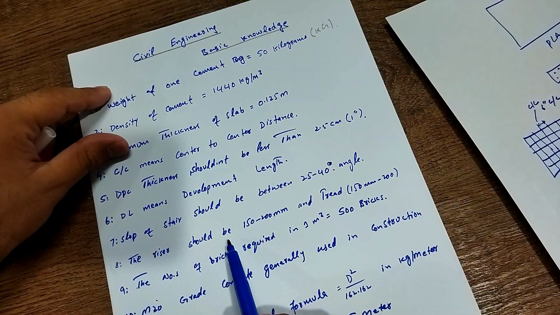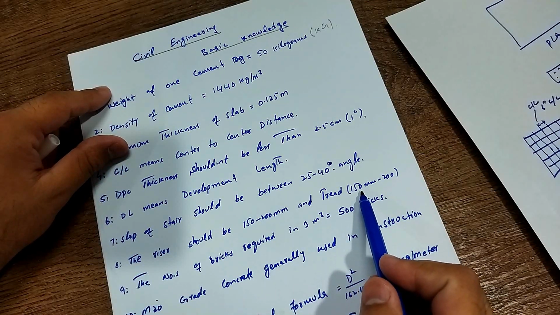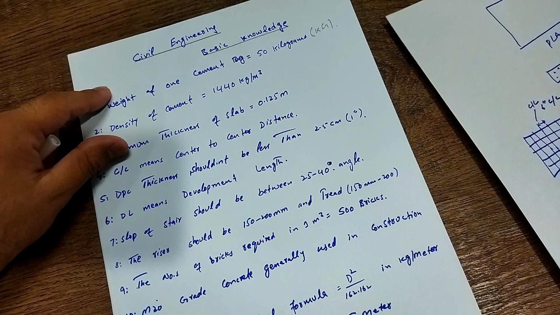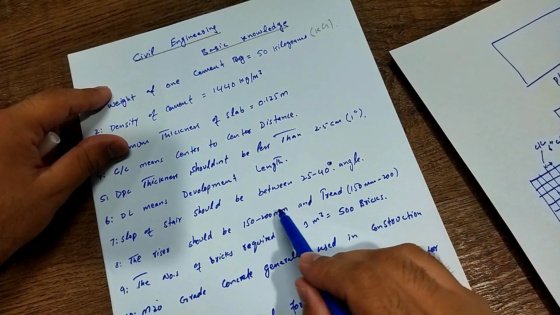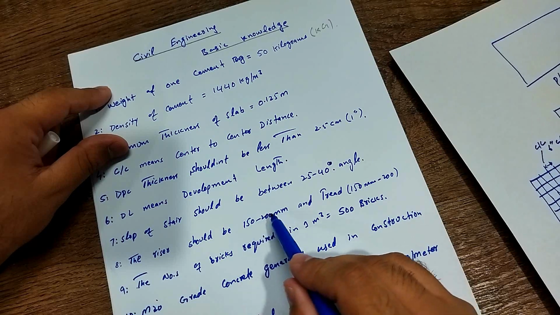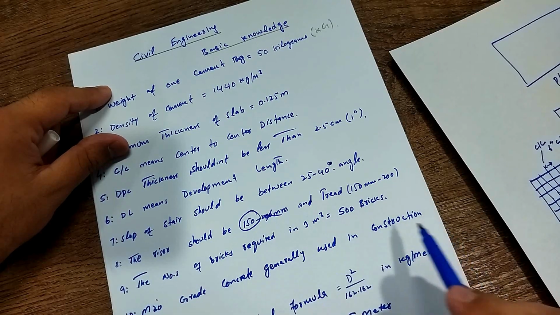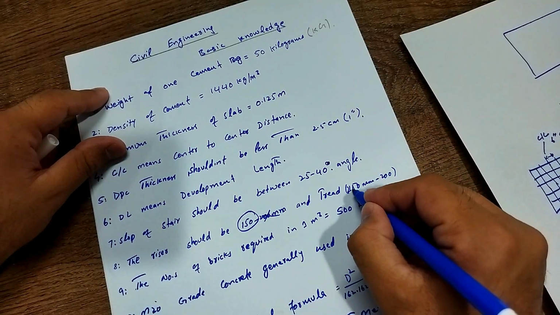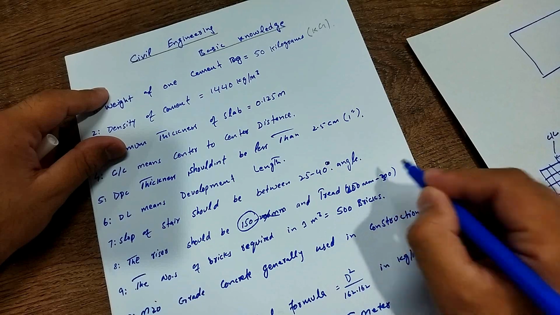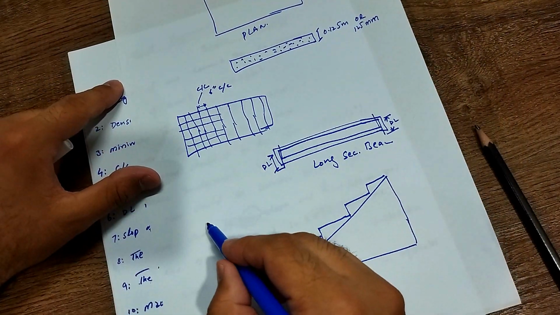Okay, the riser should be 150 to 200 mm and tread should be 150 to 200 mm. There is a little bit of confusion. The riser should be less than 150 and the tread should be 200 to 300 mm. Okay, I will show you practically on the drawing, no worry.